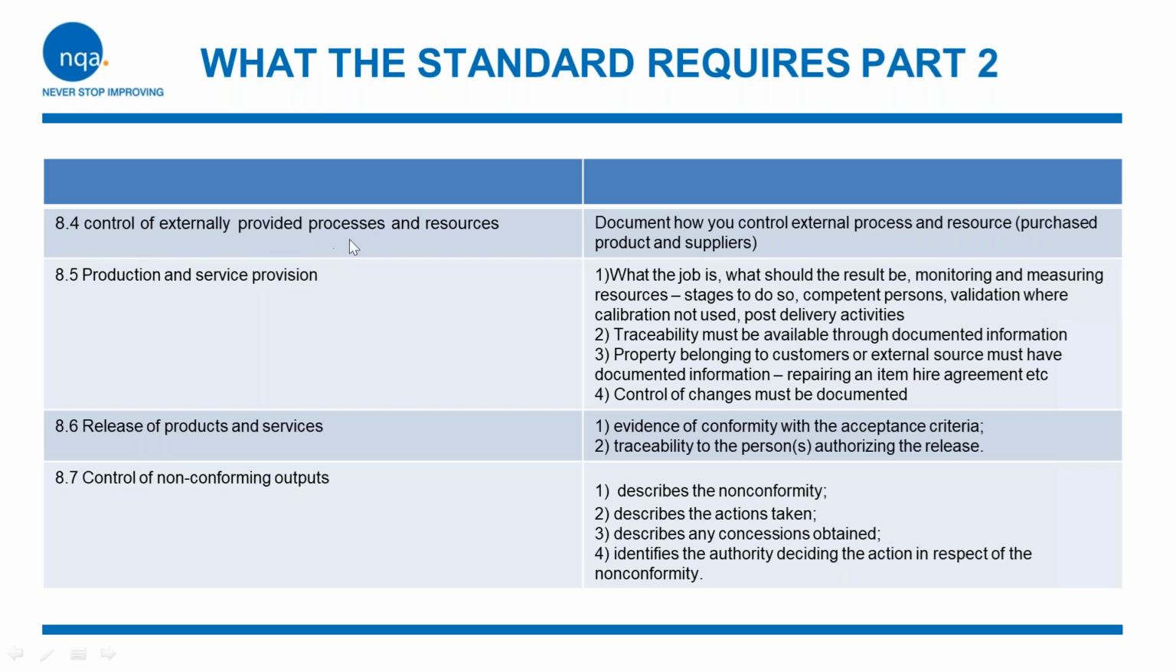Control of externally provided processes and resources. So what you document is how you control external process and resource, purchased product and suppliers. Okay, so most of you will have an approved suppliers list. Is that how you control them? It might be a case of, you go and look at online reviews. It might be a case of you ask for an ISO 9001 certificate. It might be through referrals. It's up to you how you control it.